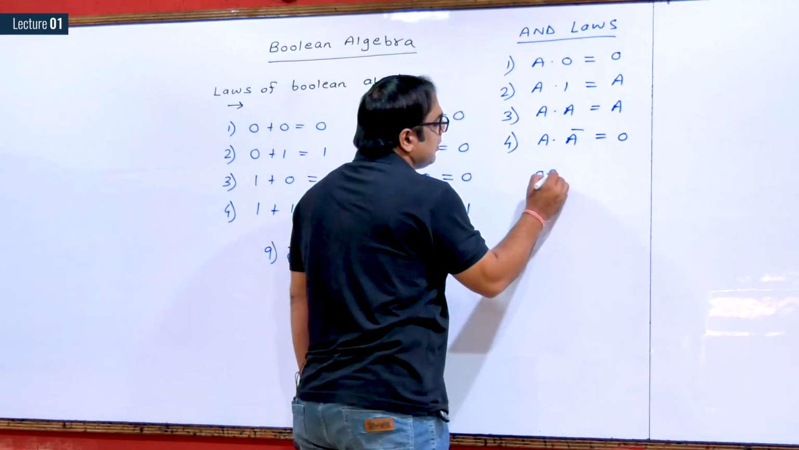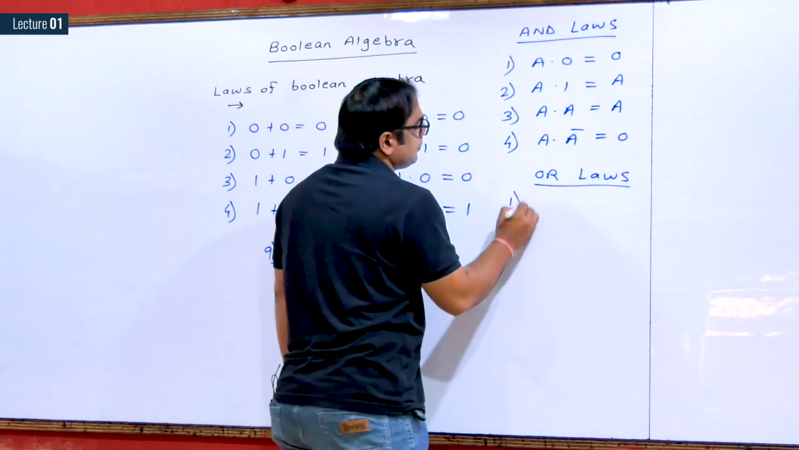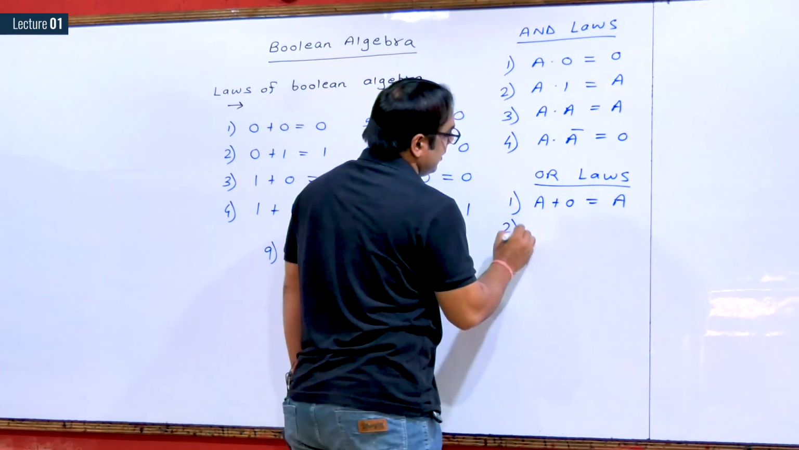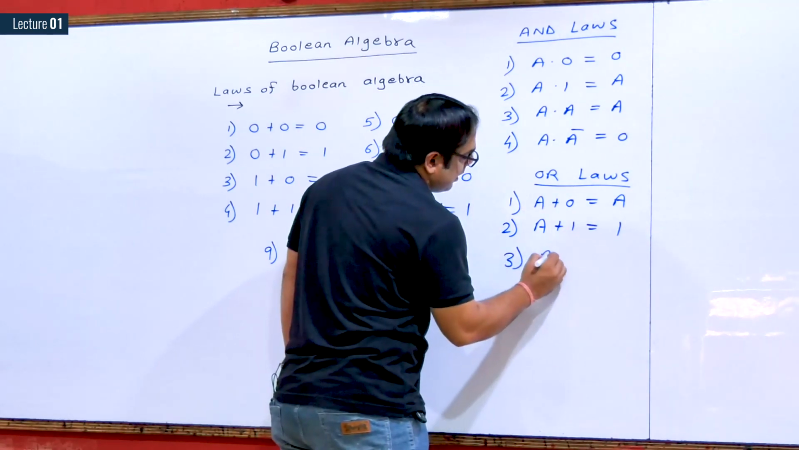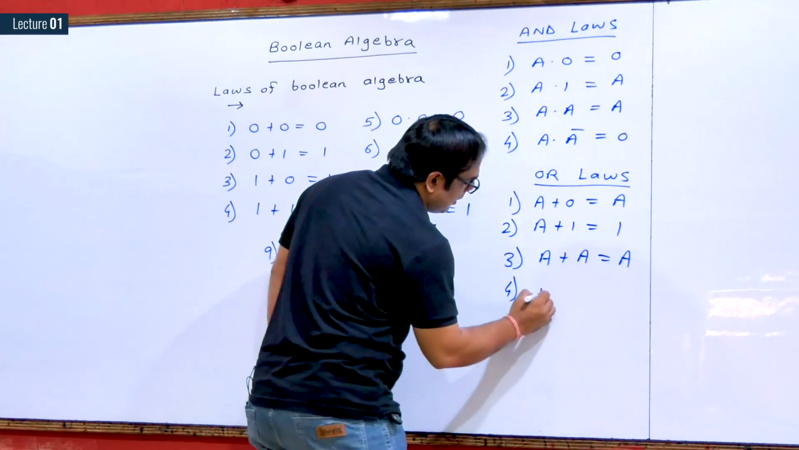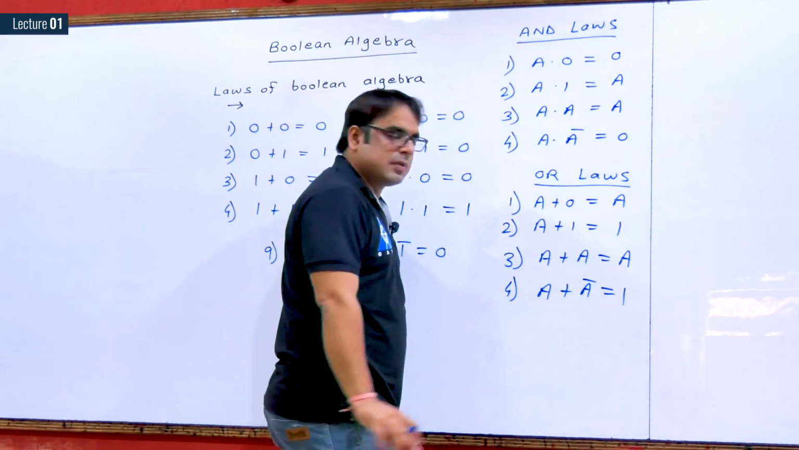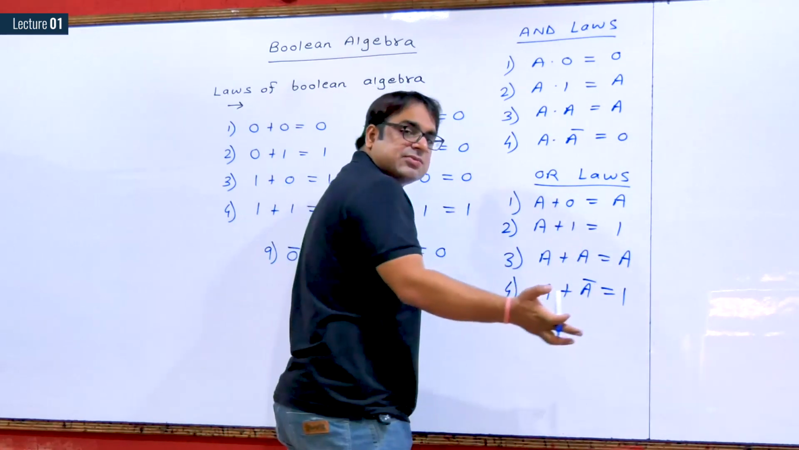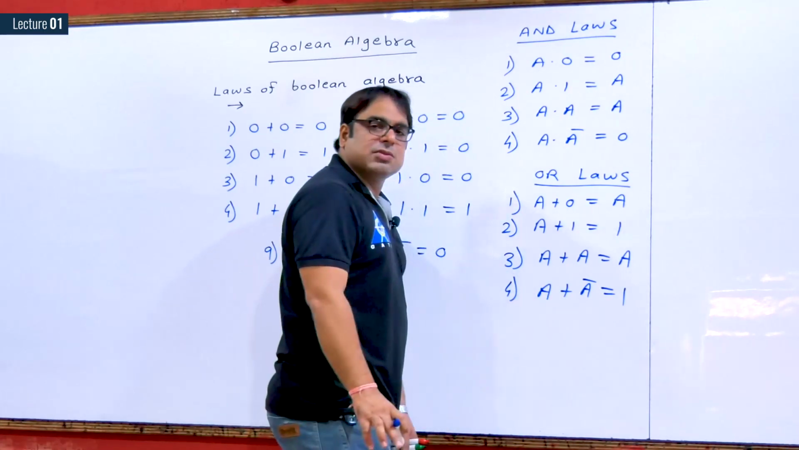In the same way, OR laws. So A plus 0 will be equal to A, A plus 1 is equal to 1, A plus A is equal to A, A plus A complement is equal to 1. Any variable plus 0 is the same variable, any variable plus 1 is always 1, A plus A is always A, A plus A complement is always 1.